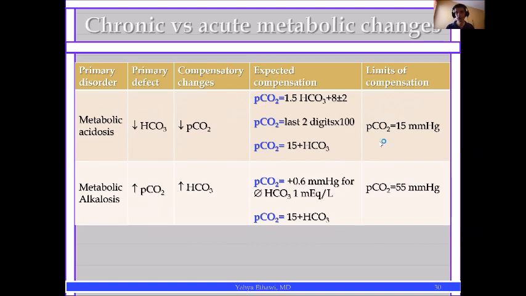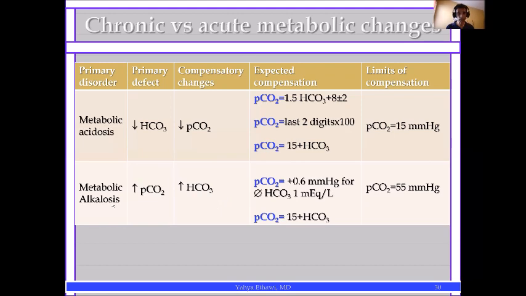The limit of compensation is 15 millimeter mercury in both situations, acute and chronic. Remember, metabolic has no good connection with the chronicity. Now, if you have metabolic alkalosis, and this is wrong, and my apology for that. This is increasing bicarb, and the compensation is CO2. It's the other way around. Okay, this is a typing mistake.